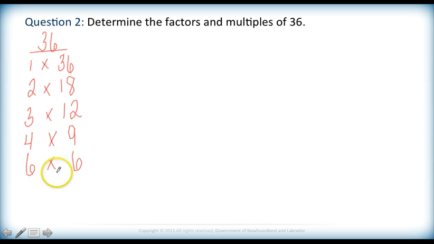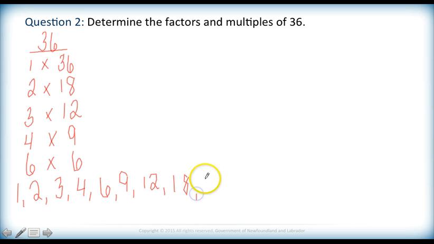Let's list our factors from lowest to greatest. So we'll have 1, 2, 3, 4, 6, 9, 12, 18, and then lastly 36. So these are all the factors of 36. There are two numbers that multiply to give us a product of 36.